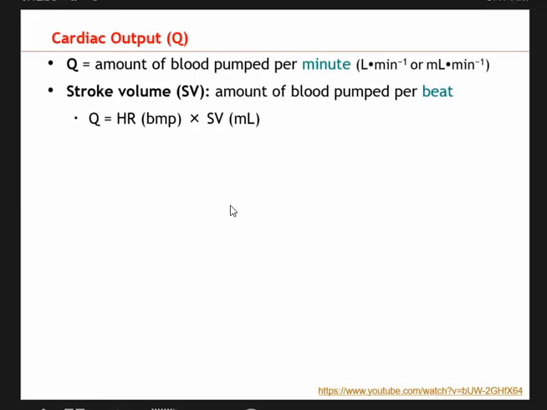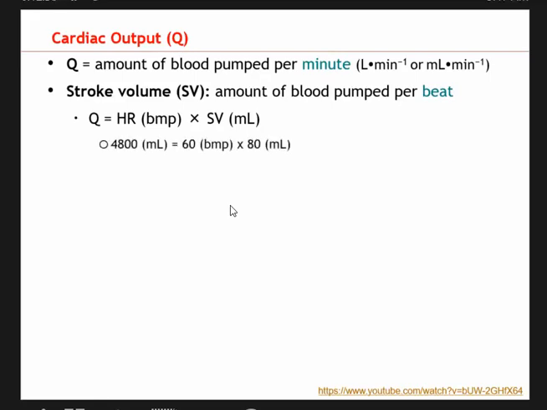So let's do an example. First, average stroke volume, let me just tell you, for males is roughly about 70 to 80 milliliters. And yes, stroke volume is measured in milliliters compared to liters. And then in females, it's about 60 to 70 milliliters.